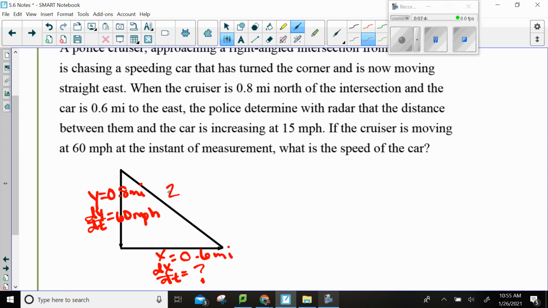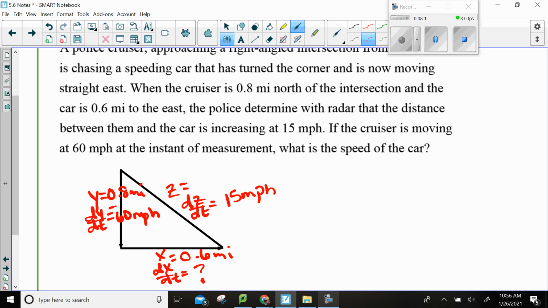I'm going to call this Z because we already have X and Y, so why not call that Z? We don't know Z right now, but we do know dz/dt, and the rate of change between them is 15 miles an hour. I did mess up on one thing. I'm hoping maybe some of you noticed. This should be a negative 60 because we're getting closer to that. So this distance here is becoming negative. This distance here is becoming greater and greater.